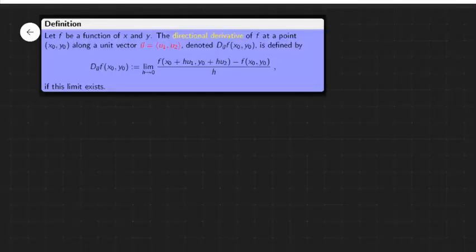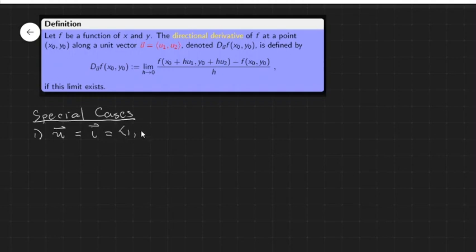To understand this abstract definition of the directional derivative, we will consider special cases. And what are those special cases? First is when the unit vector u is equal to the vector in the direction of the positive x-axis, or the vector (1, 0).